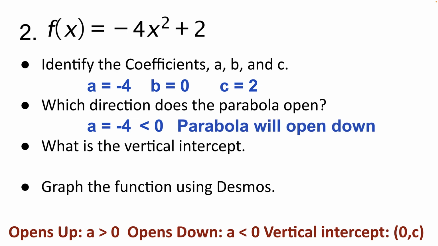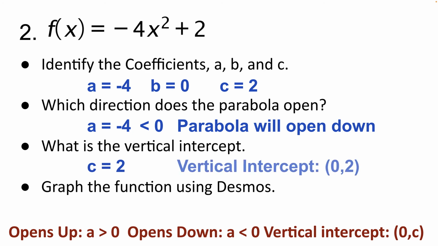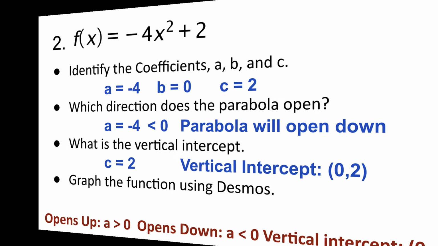Now let's find the vertical intercept. To find the vertical intercept, we need to use the constant term c. In this case, c is 2, so this parabola should have a vertical intercept at 0, 2. Now let's graph the function using Desmos to verify this information is correct.